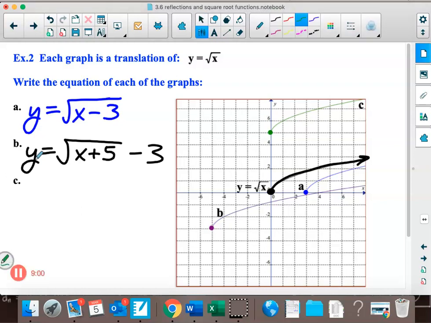Graph C is not shifted left or right. It's just shifted up 5. So the equation for graph C would be square root of x, and outside you add plus 5. Okay, does everyone understand that? Any questions on translation? All right, good.